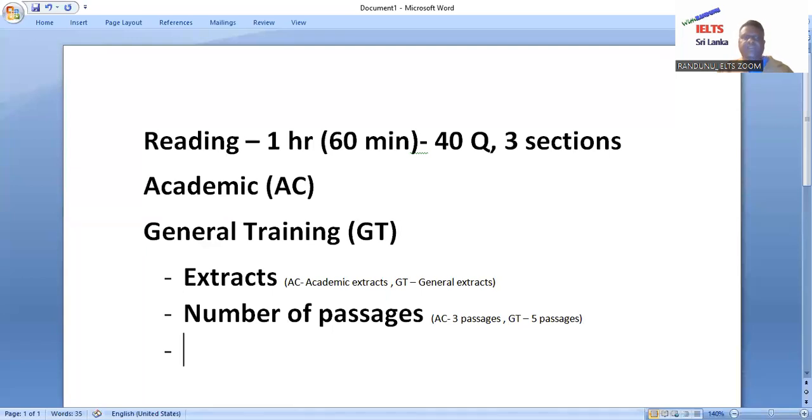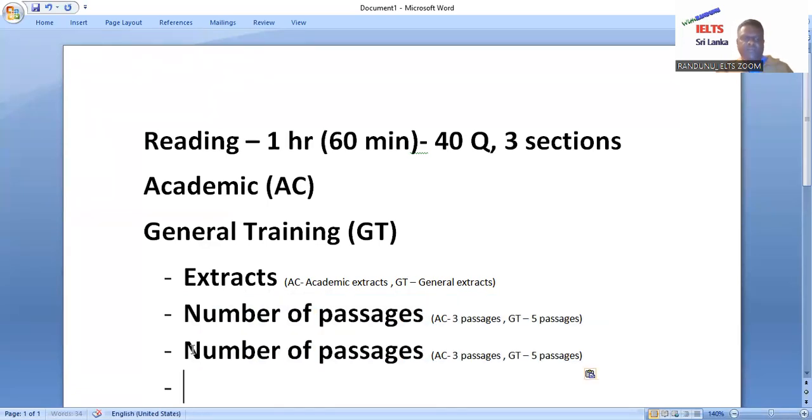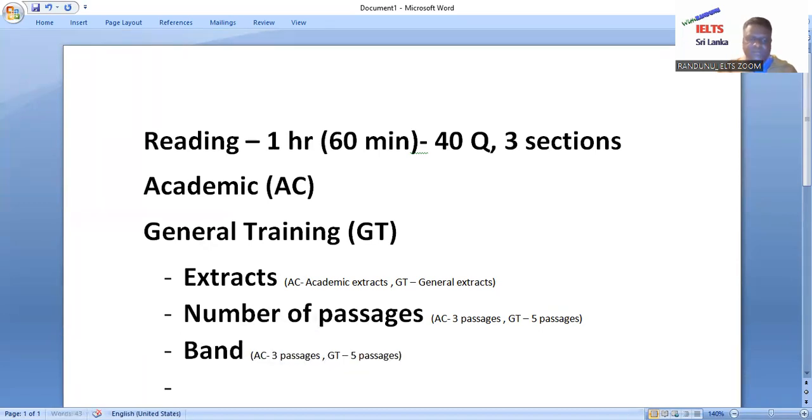Then what else is different? The way they give you marks. That means banding. Banding is also different. For academic banding, you need fewer marks. I will show you the table later. Fewer marks are required. For general students, they need more marks than academic.